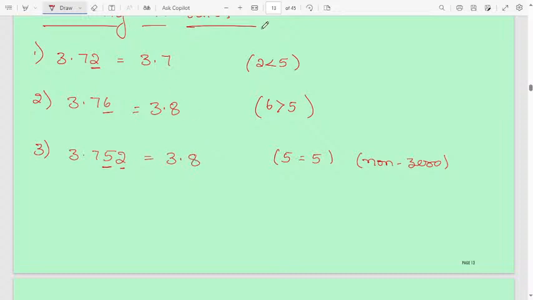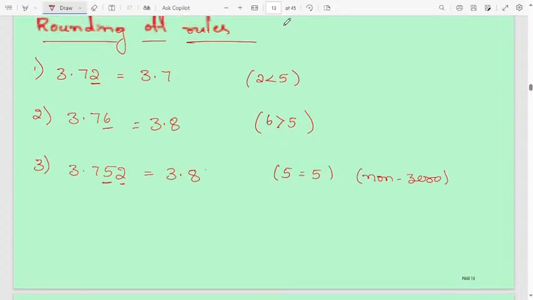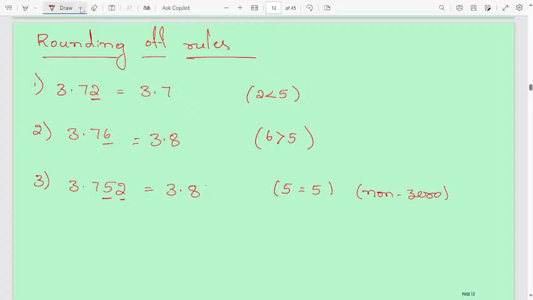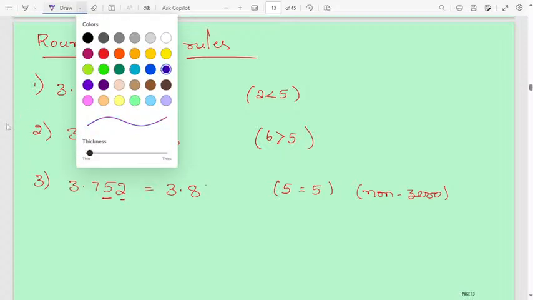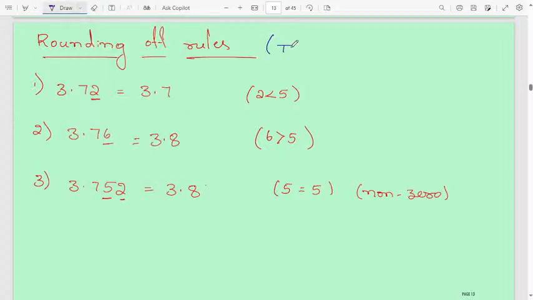3.8. Here we round off up to only two significant figures. I will write the heading here: rounding off up to two significant figures. Only two significant figures. I will explain once again, don't get confused.